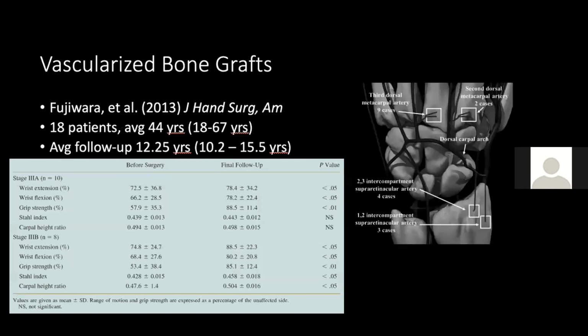Other authors have advocated vascularized bone graft in the treatment of Kienbock's. In their study, Fujiwara et al. evaluated patients an average of 12.25 years after various vascularized bone grafts were used to treat advanced Kienbock's, either stage 3A or 3B. Patients noted improvements in range of motion and grip strength compared with their preoperative evaluations. And in stage 3B patients, improvements were also noted in their radiographic parameters.